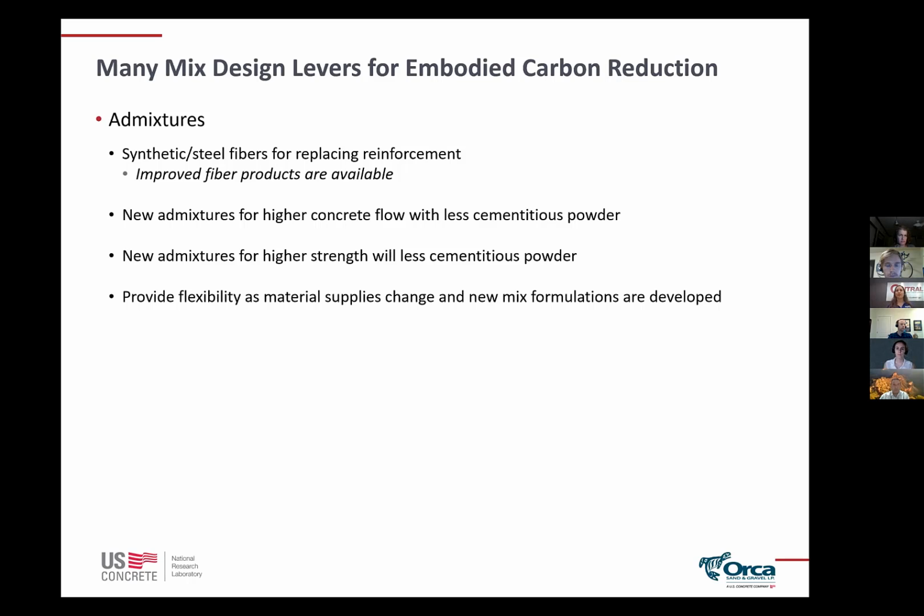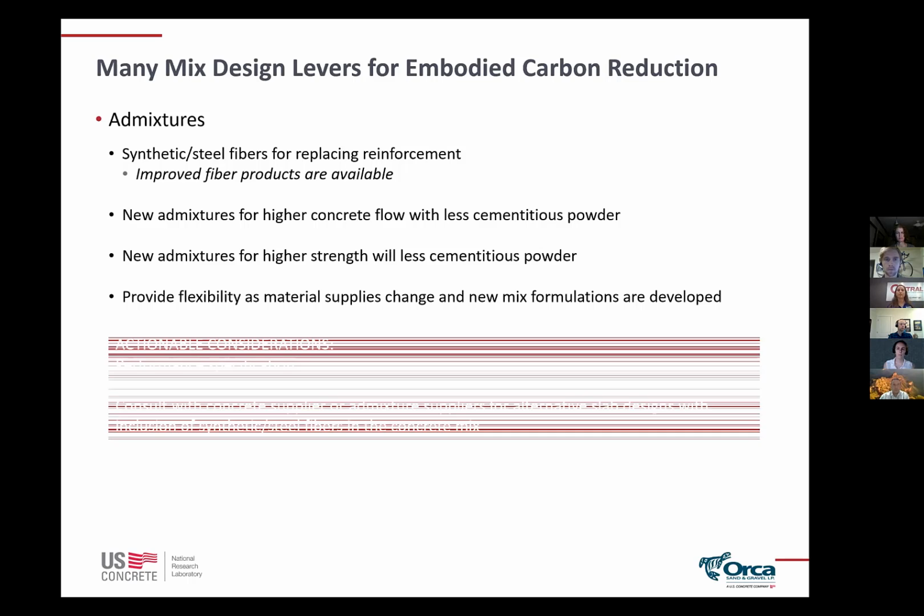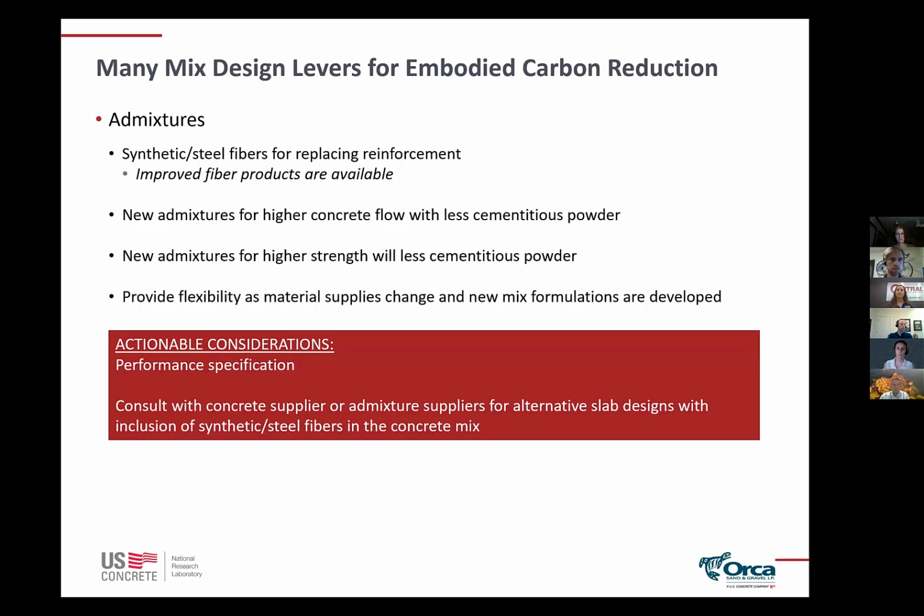So these are all things that are available and that I'm playing around with, my team is playing around with in the lab as well, to look at where different potentials that we can be using these things, again, to further reduce the embodied carbon. And then all of the admixtures that we've had for years also help provide flexibility as material supplies change and we're looking to develop new formulas. And so again, performance specification is going to support being able to have flexibility to do this. Also consulting with a concrete supplier or an admixture supplier for alternative slab designs where you can either eliminate reinforcement or replace some of the reinforcement with fibers.